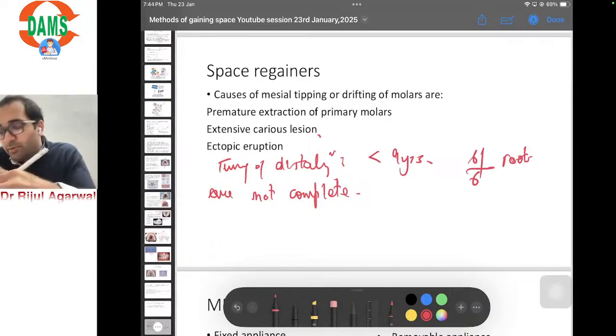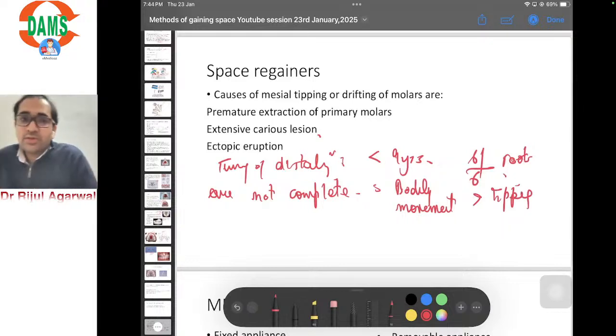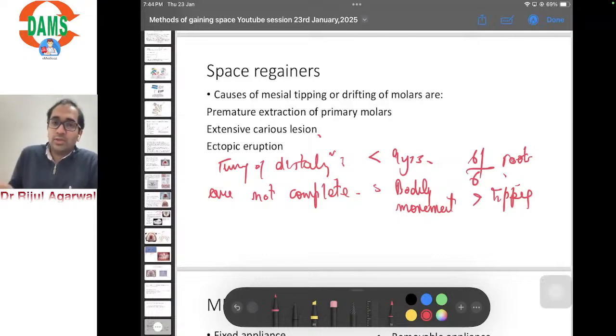So what will be the advantage? We will be able to achieve more bodily movement than tipping of the teeth in the distal direction, so as to gain more space. That's why it is said the space regainer should generally be given at an age less than 9 years, or you can verify it through radiographs as well, when the roots of the permanent first molars have not completely developed, so as to achieve more bodily movement rather than tipping of the teeth.